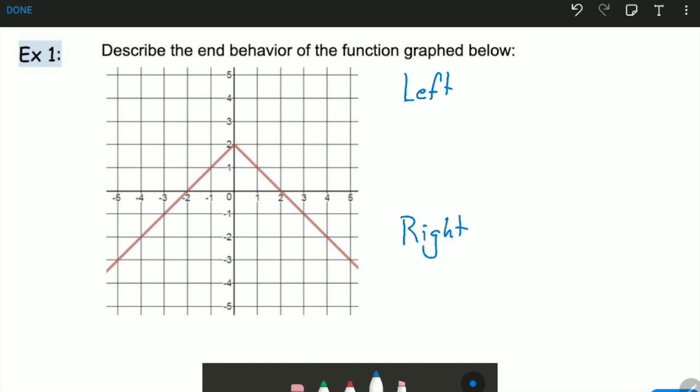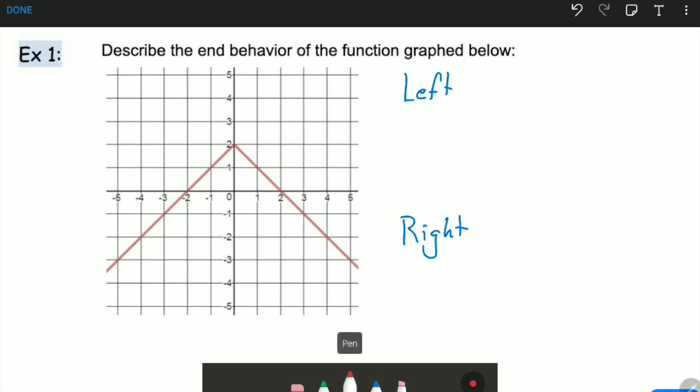There are some weird exceptions, but right now we're going to deal with polynomials, or this is an absolute value function, which behaves a lot like polynomials in terms of end behavior. So we're going to keep it simple here and not look at the ones such as logarithms or square root functions, which we'll talk about and deal with later in the year.